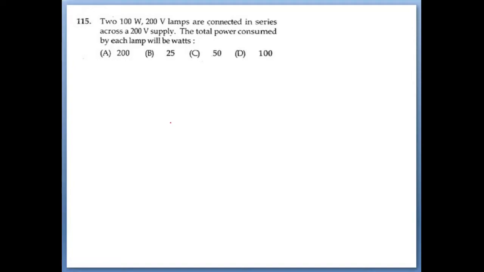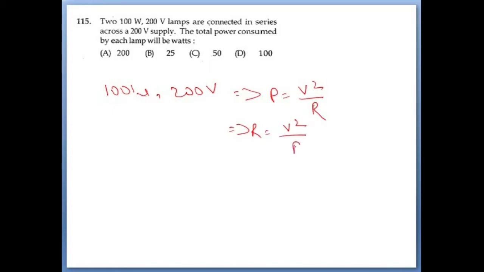Next, two 100 watt, 200 volt lamps are connected in series across a 200 volt supply. What will be the total power consumed by each lamp? Here each lamp is rated as 100 watt and 200 volt. What will be the resistance? We know P is equal to V square by R. So R is equal to V square by P. V is 200 into 200 by P, P is 100. The zeros will cancel. So 400 ohm.